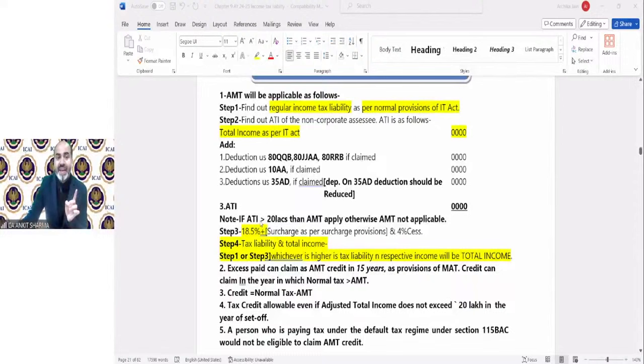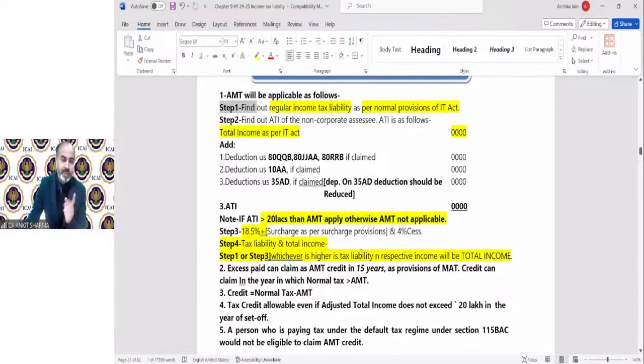So if ATI exceeds 20 lakh, then AMT applies, otherwise AMT is not applicable. Clear? 18.5% is the fixed rate for every case, surcharge as per normal provision and 4% cess. So this step number three will be my tax liability as per AMT. Step one was normal income tax liability. Step three is my AMT tax liability. Now step four says what will be the tax liability in total income? So step one or step three, whichever is higher, will be my tax liability and respective income will be my total income.